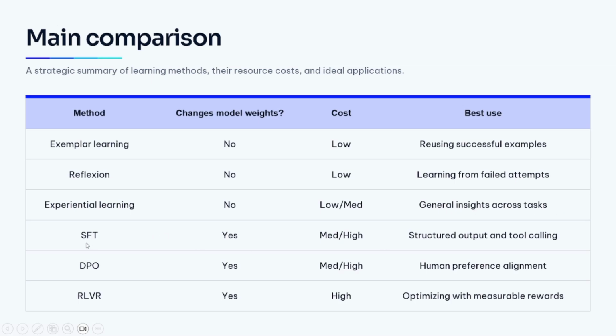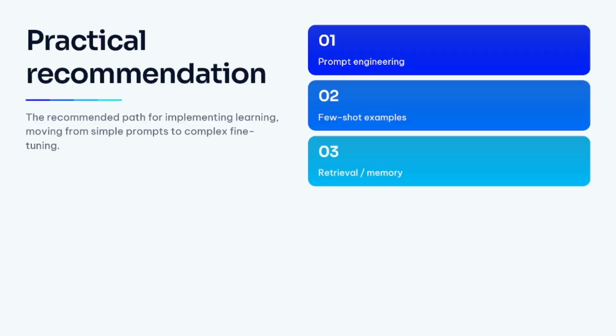We have SFT, supervised fine-tuning, the cost is medium or high, and it is used when you want structured output or tool calling. We have DPO, medium or high cost, used for preference alignment. And you have reinforcement learning fine-tuning. The cost is very high, so use it when you want optimization with a measurable reward.